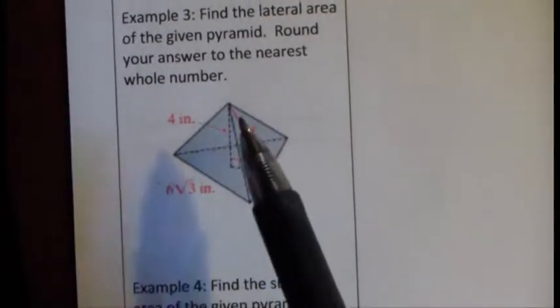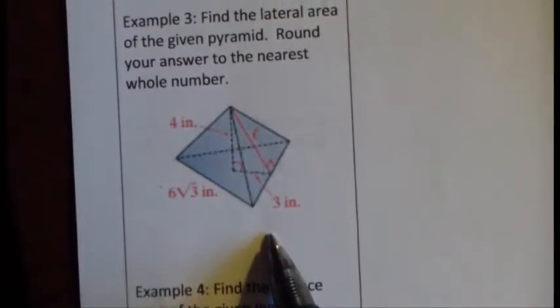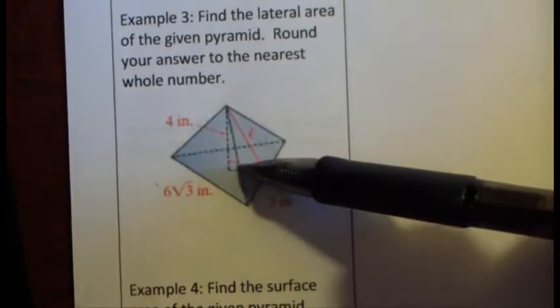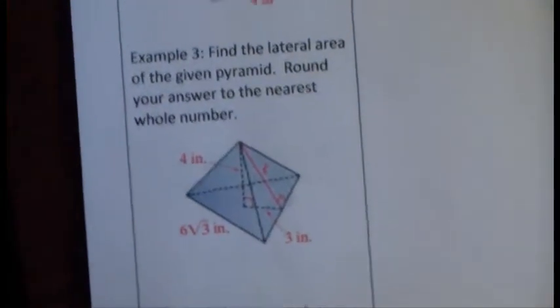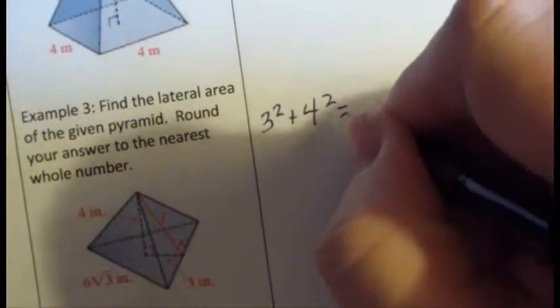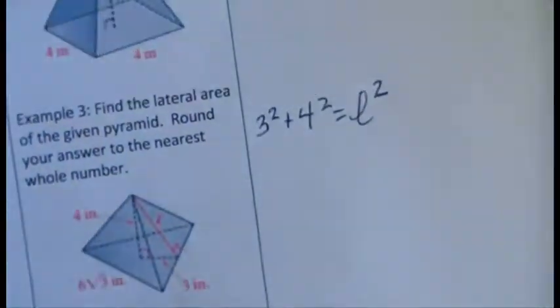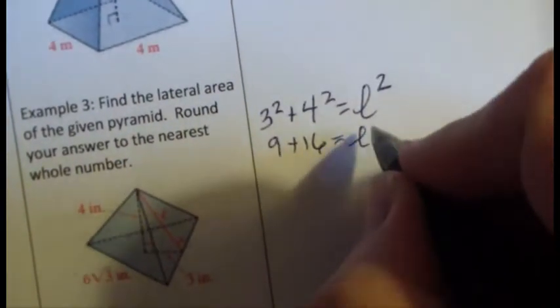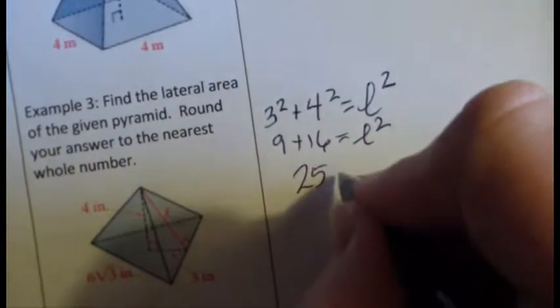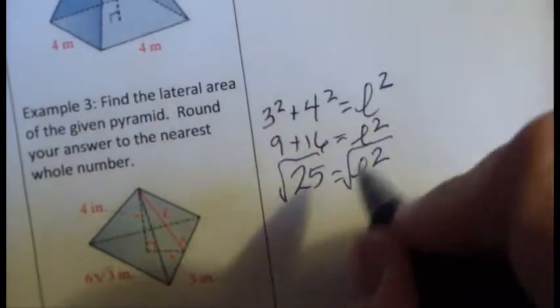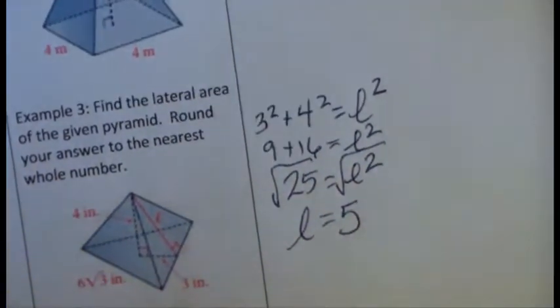Now again, they don't give us the slant height, so we're going to have to calculate it. They already show us that this part's 4 and this part's 3. So we can just set that up into the Pythagorean theorem. 3 squared plus 4 squared is equal to the slant height squared. So that's 9 plus 16. 25 equals L squared. Square root of each side, and L is equal to 5.